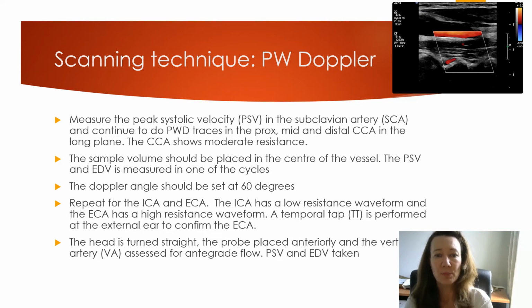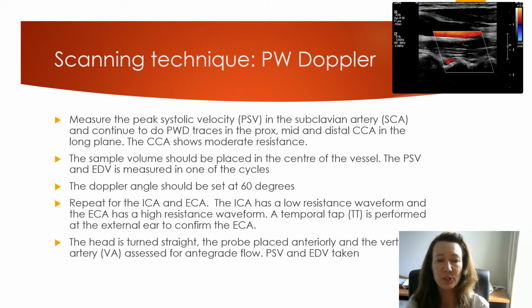The sample volume should be placed in the center of the vessel. The peak systolic velocity and end diastolic velocity is measured in one of the cycles. The Doppler angle should be set at 60 degrees. We repeat this for the ICA and the ECA. The ICA has a low resistance waveform and the ECA a high resistance waveform. We can perform a temporal tap at the external ear to confirm the ECA.